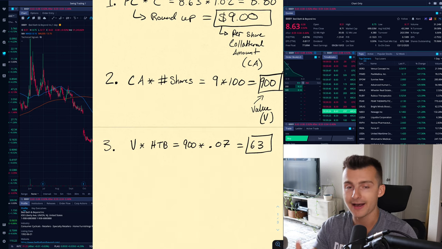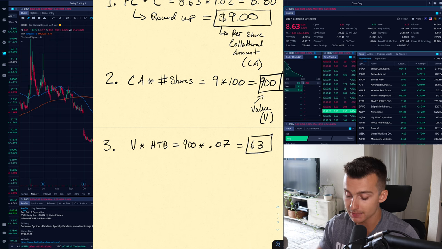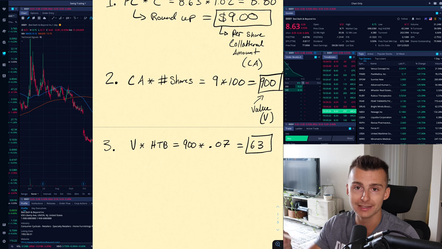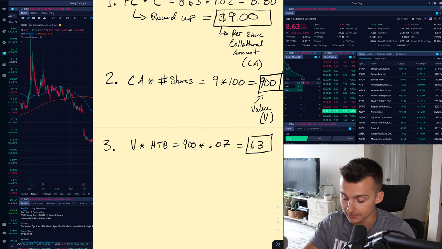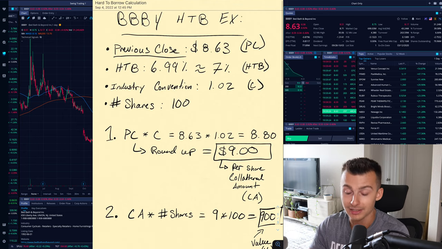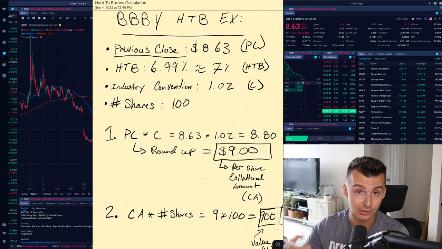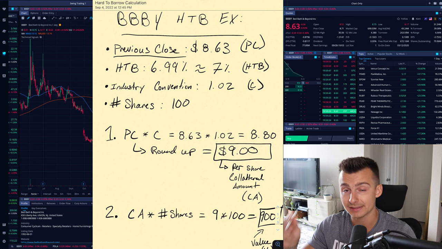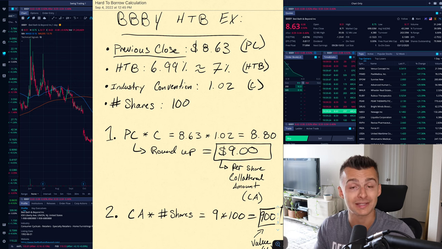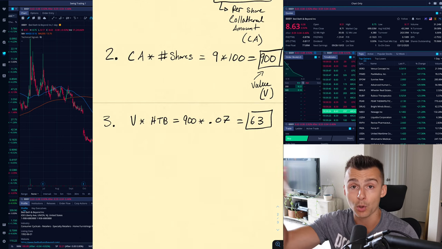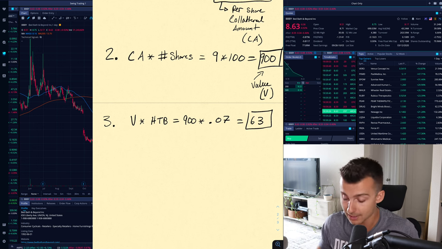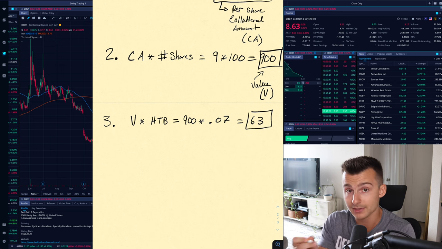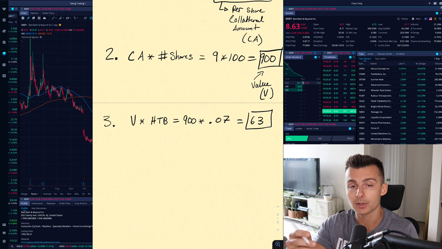We take that trade value, V, and multiply it by the hard to borrow rate. That's where HTB comes in, and that's 900 times 0.07. For those who haven't done math in a while, if you take a step back, that hard to borrow rate of 7% equates to 0.07 in this calculation. If it was 10%, it's 0.1. 20% is 0.2, and so forth. And if the hard to borrow rate is 100% flat, it would just be 1. That's what you need to know when it comes to that hard to borrow rate. Now we get a number of 63.